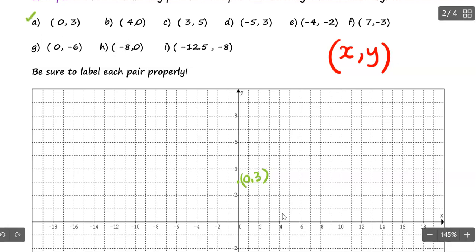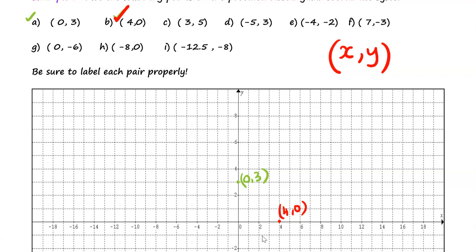Now moving on to the next, which is b. We have 4 and 0. So 4 is for x right here. Where do I go to meet the 0? Right here, the 0 for y. So this point will be 4 and 0. Let's do that in red. So this is the 4 and this is the 0. 4 for x, 0 for y. So this point is 4, 0. That one is also done.